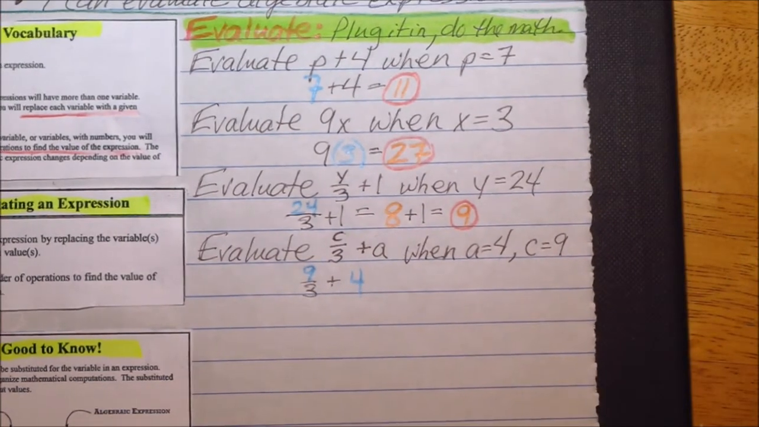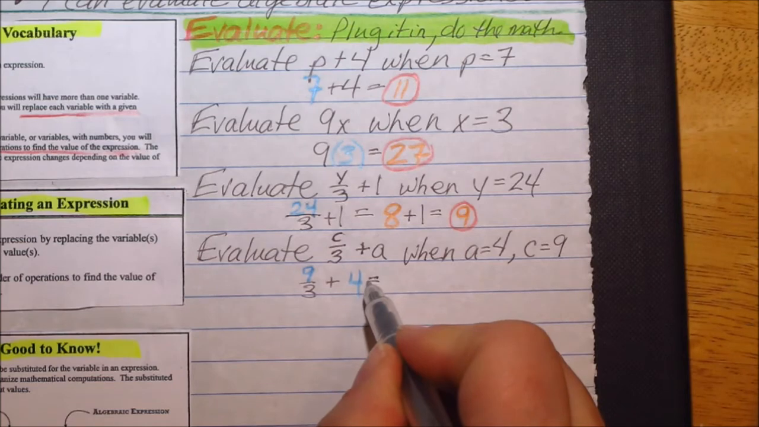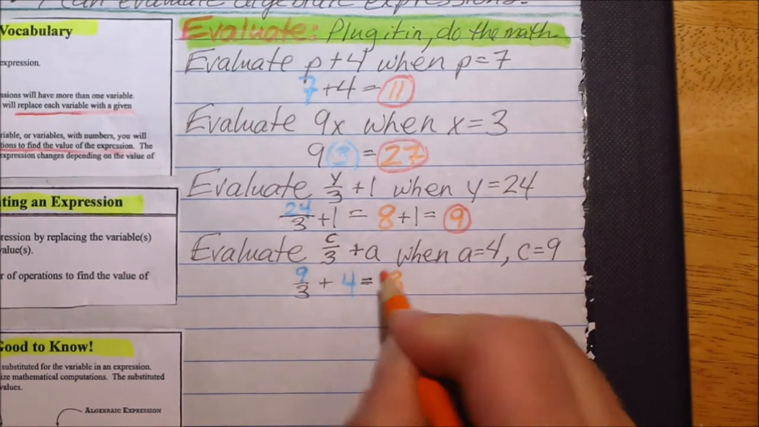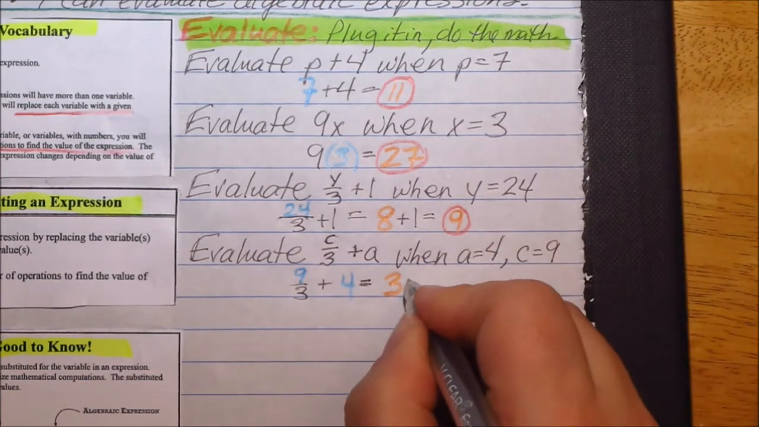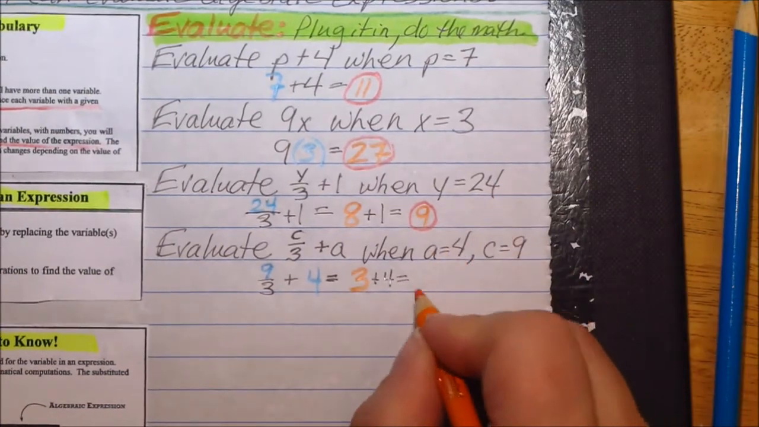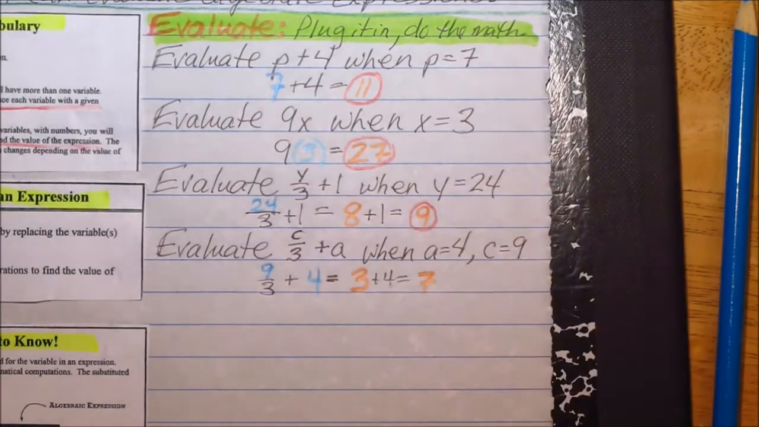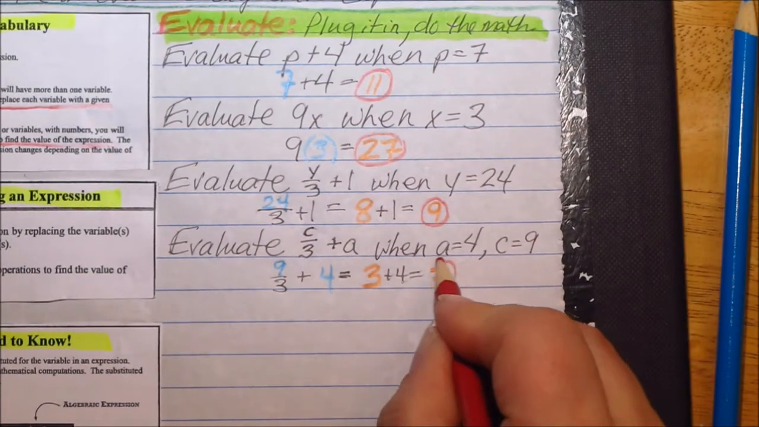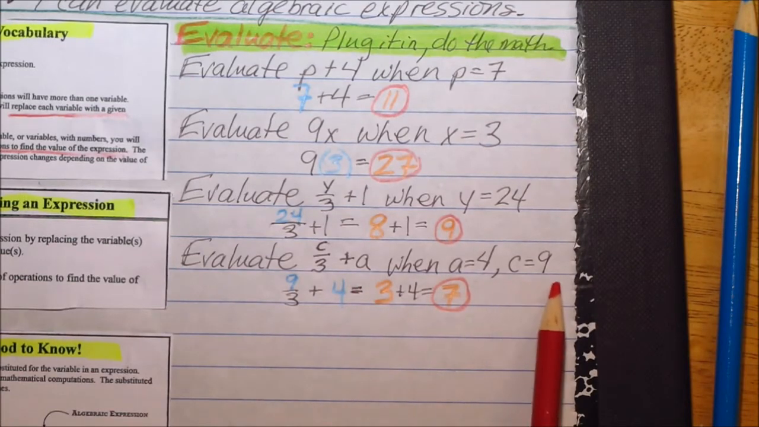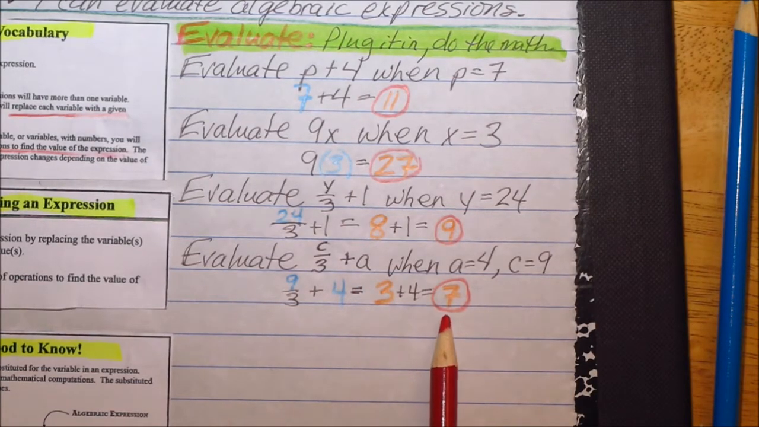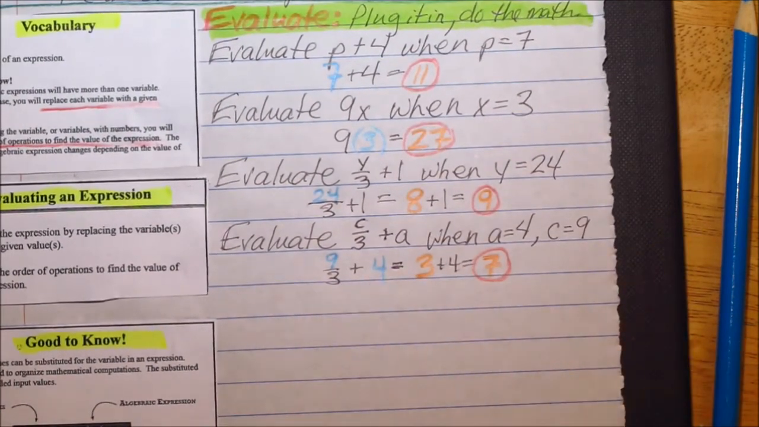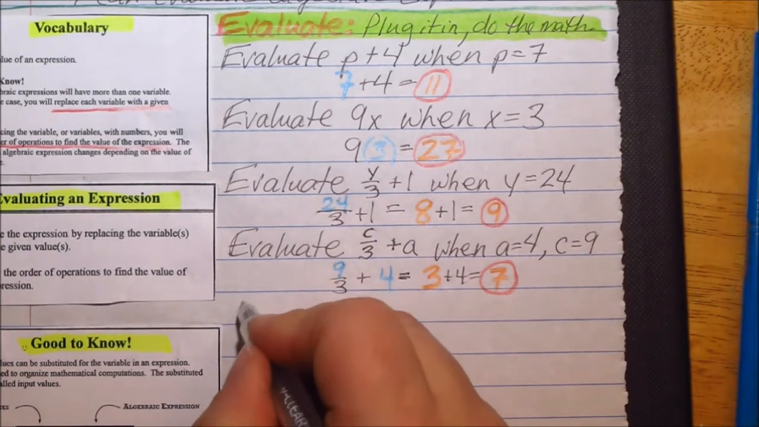Now I use my order of operations to solve. And 9 divided by 3 is 3. Carry over the rest of the expression. 3 plus 4 is 7. And that's my answer. So c divided by 3 plus a when a equals 4 and c equals 9 equals 7. Right? Okay, one more.